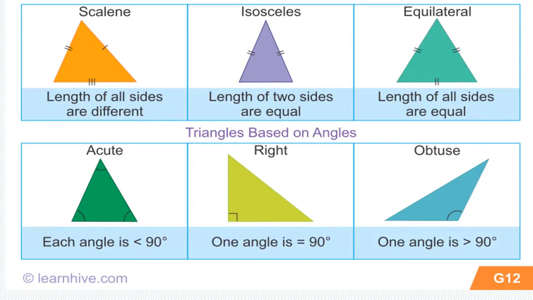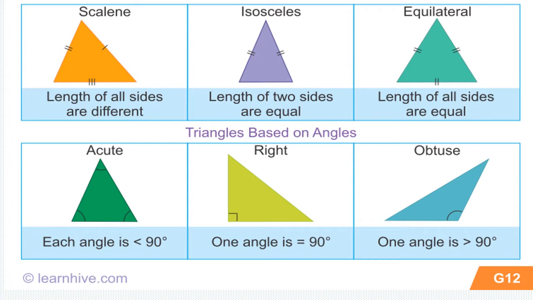Triangles are classified based on their sides and based on angles. Based on sides, they are classified as scalene triangle, isosceles triangle and equilateral triangle. In scalene triangle, length of all sides are of different measures. In isosceles triangle, length of any two sides of a triangle are equal. In equilateral triangle, length of all sides are equal.